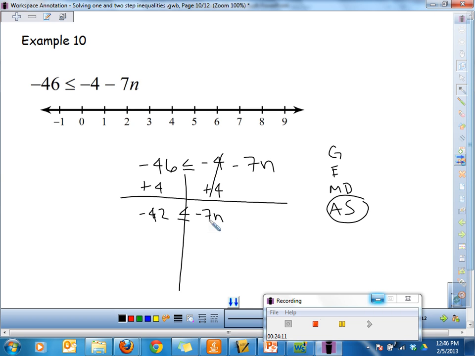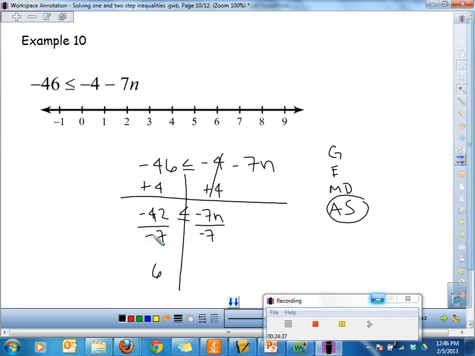So I'm going to ask myself, what's happening right now between negative 7 and n? This is saying negative 7 times n. How do you undo negative 7 times n? You divide by negative 7. Negative 42 divided by a negative 7 is a positive 6.